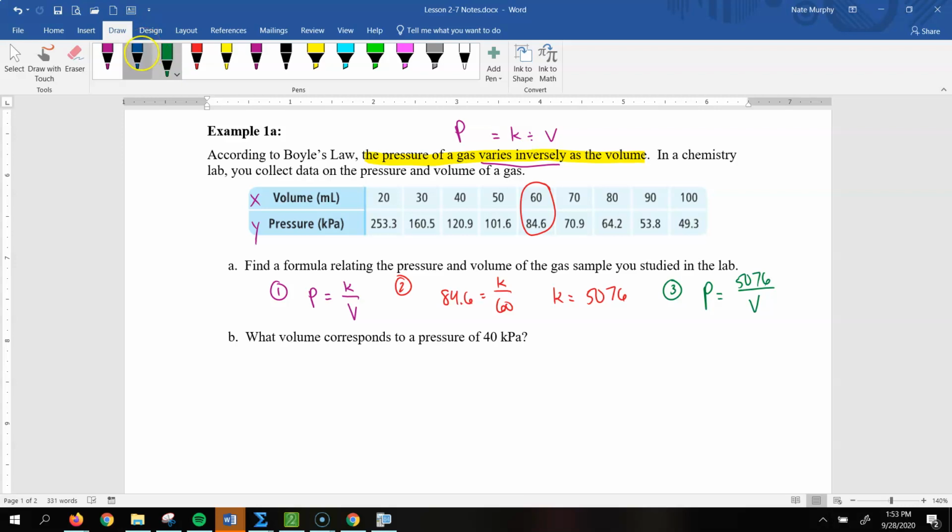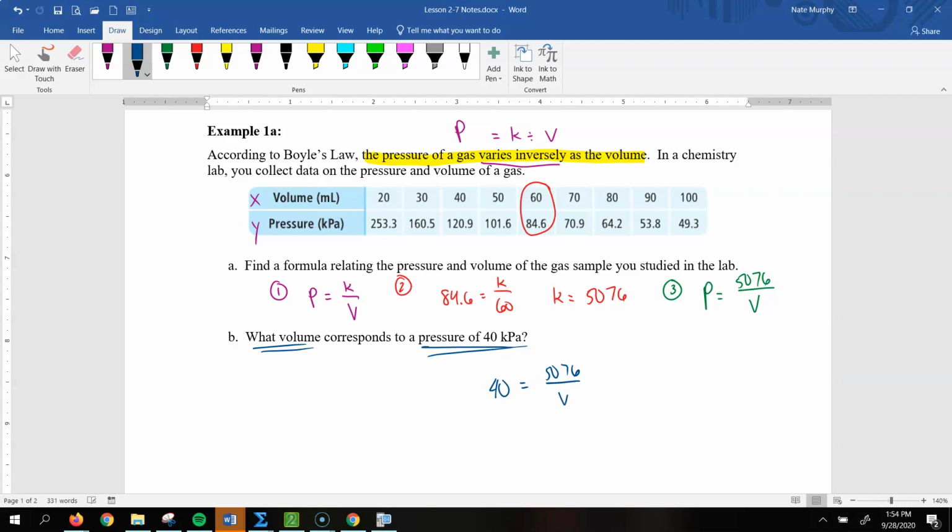So in the next part of the question, it says what volume corresponds to a pressure of 40 kPa. You don't have to worry about the units there. But we're going to put 40 in, but we've got to make sure you put it in the right spot. They were trying to find the volume, so it says what volume. So we know that this is going to be our pressure. So I'm going to set up the equation to look like this. It'll be 40 equals 5,076 divided by V.